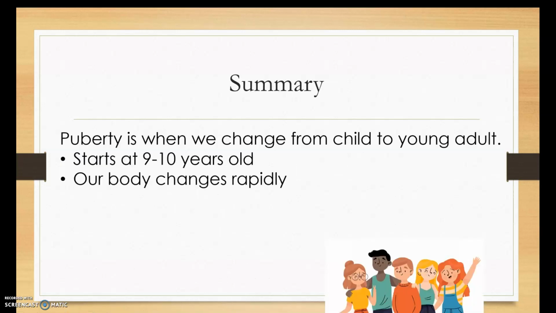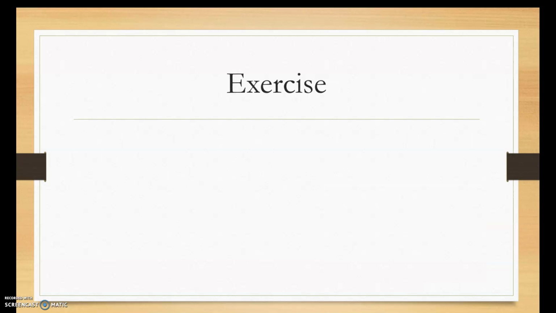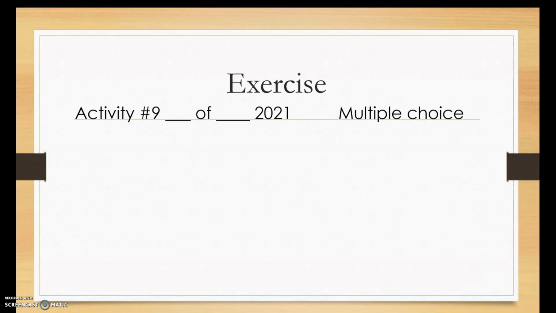Okay, let's do our summary. We talked about puberty. Puberty is when we change from a child to a young adult. Puberty also starts between age 9 to 10 years old. When we are in puberty, our body changes rapidly. Let's see if you listened to our topic for today.